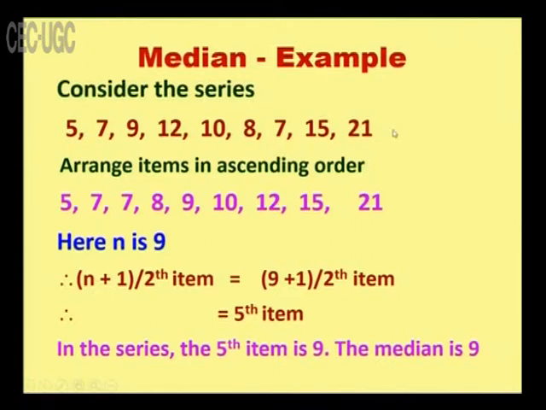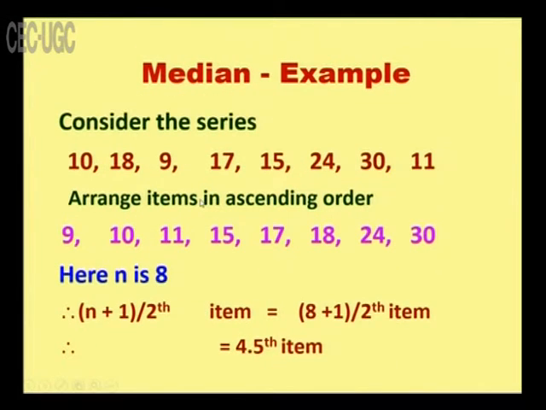In this data set, there are 9 items, and we have to arrange them in ascending order. Here the (n plus 1) by 2 th item, that means 9 plus 1, which is 10, 10 by 2, that is 5. So, the 5th item is the median, and the 5th item is 9, and therefore, as far as this data set is concerned, 9 is the median.